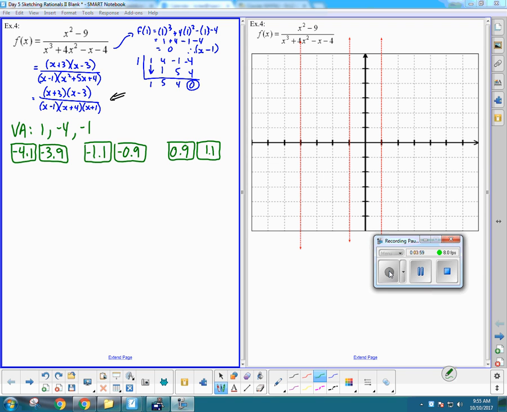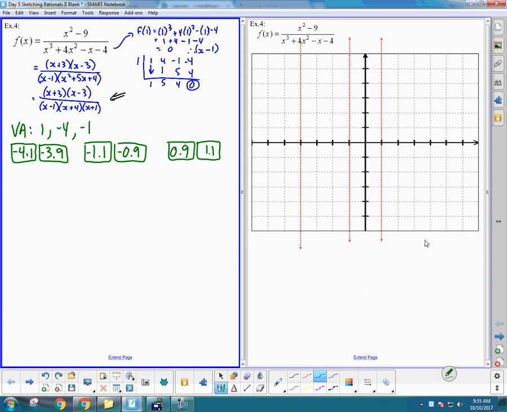So what I'm going to do is test the left and right side of each of these vertical asymptotes. For negative 4, I'm going to test the left of it at negative 4.1 and the right at negative 3.9. I'm going to do negative 4.1 with you, and I'll do everything on this one and then fast forward in the last ones. So negative 4.1, I'm going to plug it into the factored version of the equation.